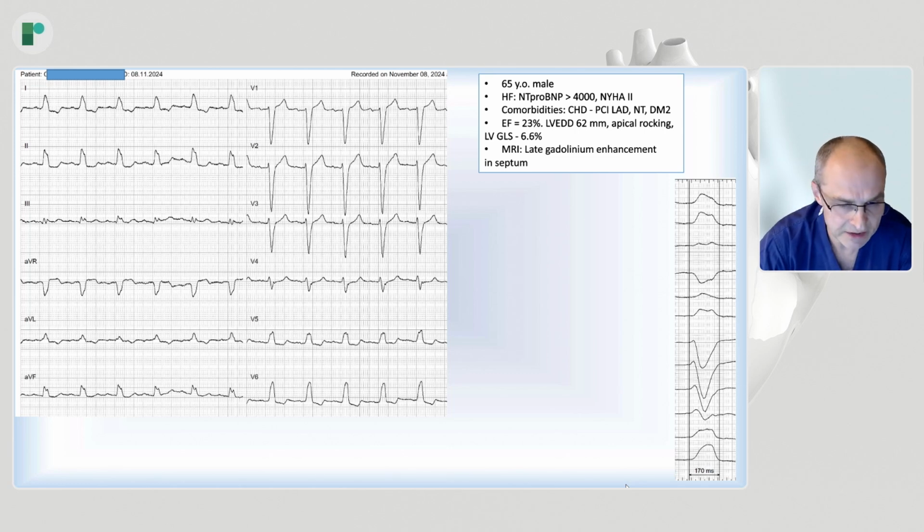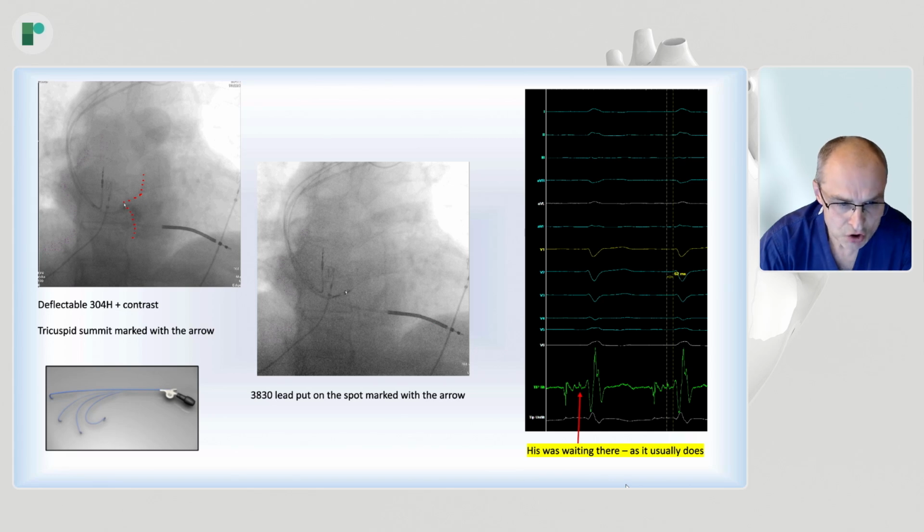Please change the slide. So my first step in my stepwise approach to this APARA algorithm is to always give contrast and always use a deflectable sheath. Why? Because I want to localize this tiny place where the His is with contrast easily, without blindly looking for it.